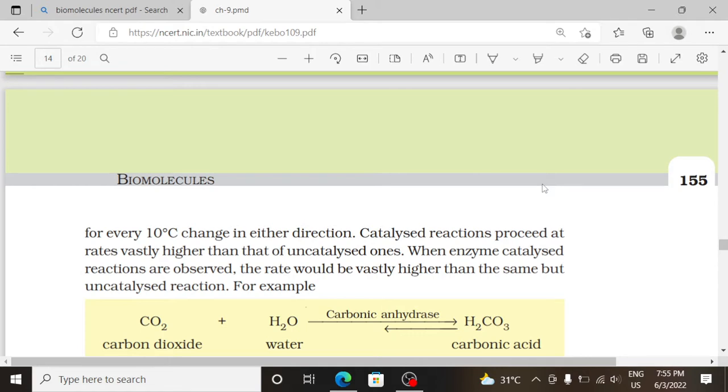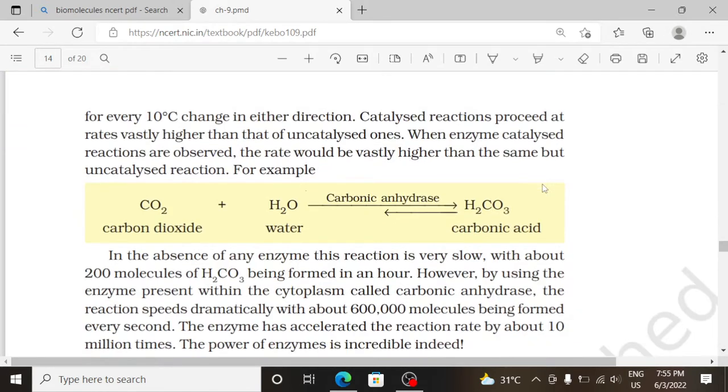For every 10 degrees Celsius change in either direction. Catalyzed reactions proceed at rates vastly higher than that of uncatalyzed ones. When enzyme catalyzed reactions are observed, the rate would be vastly higher than the same but uncatalyzed reaction.